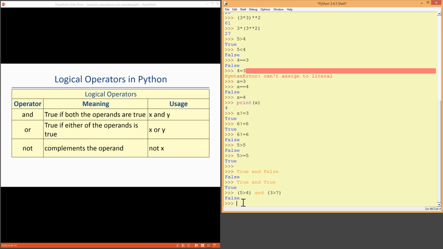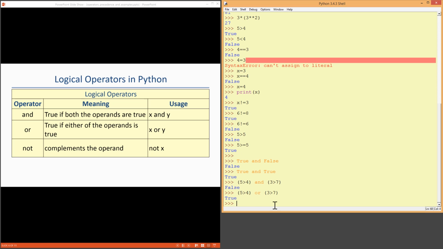So let me repeat the exact same numerical question that I had above here, except that I use an OR. Can you guess what the answer would be? I'm asking Python, is 5 greater than 4? Of course the answer is True. Or is 3 greater than 7? The answer is False. So what do I have? True or False? Since one of these two came true, of course the answer would be True.